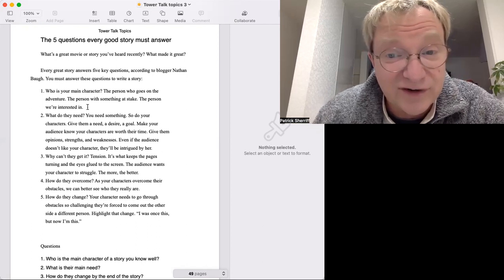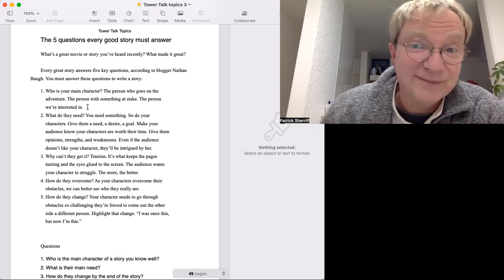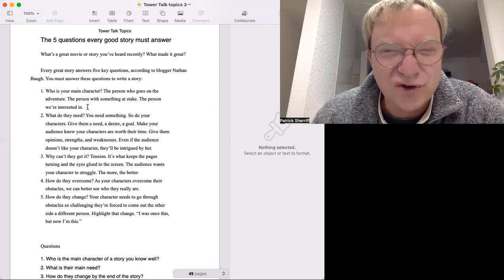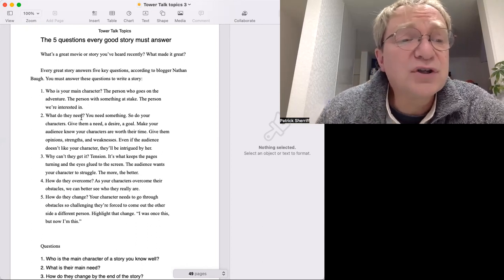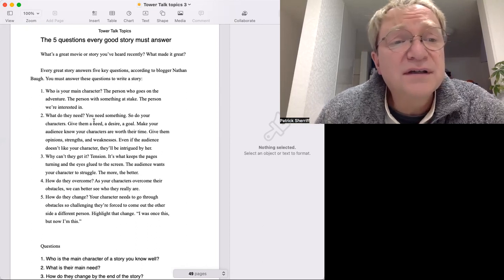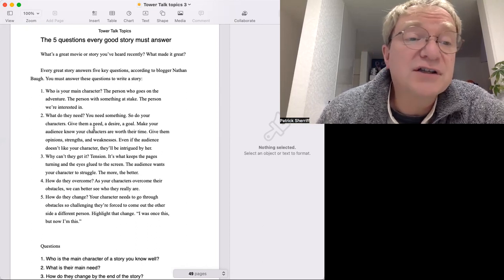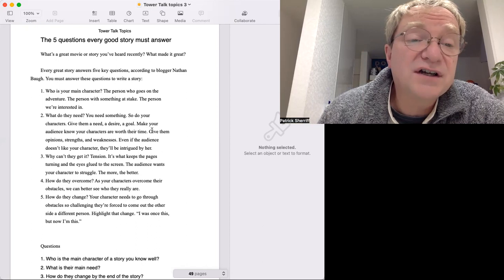Well, in the Cinderella story, it's easy. Cinderella is the main character, right? Every story usually has just one main character. Number two, what do they need? You need something, so do your characters. Give them a need, a desire, a goal.